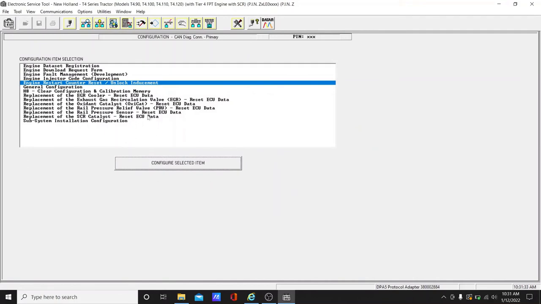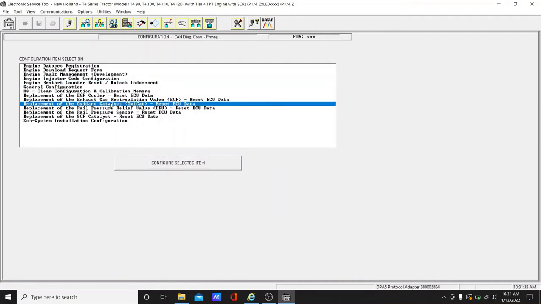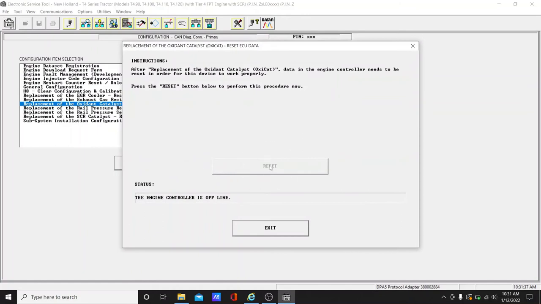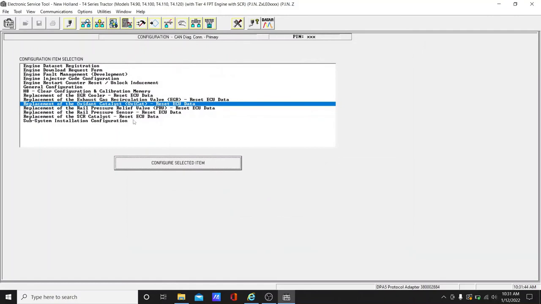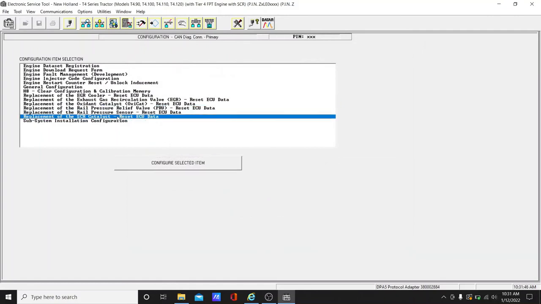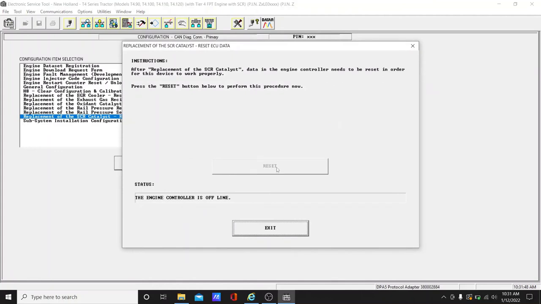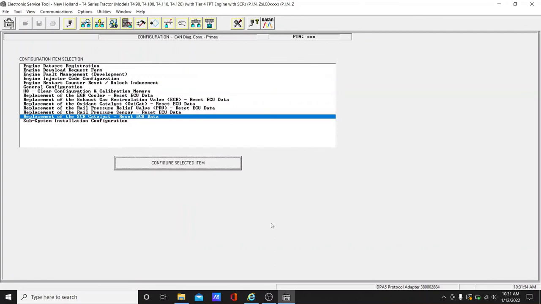And then we're going to go to the oxidant catalyst, configure selected, and this is where you would reset. Then finally, the SCR catalyst, configure selected, and this is where you would reset. These are the three steps that would be required to unlock the dash and take you out of limp mode. And that's it, your tractor's ready to go.